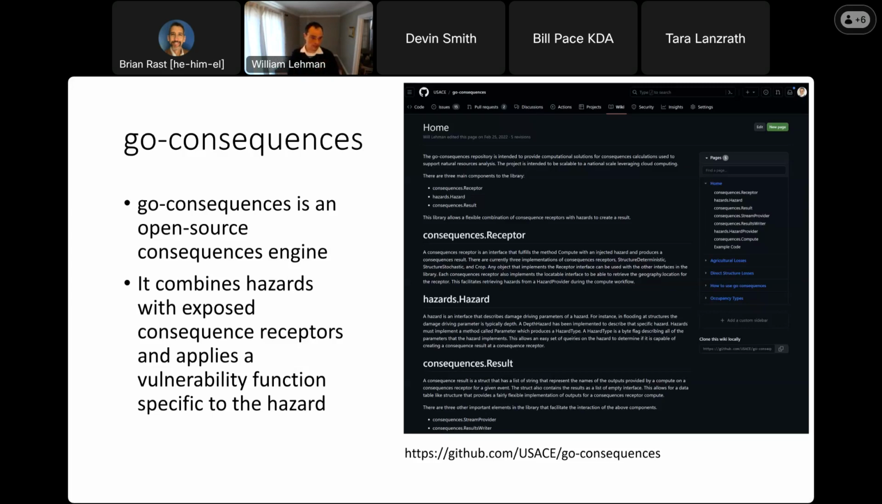So it combines some hazard with a consequences receptor, in our case, a structure inventory, so an asset. And we would combine those together to evaluate a consequences result, which in our case is an expected damage. And so that's what Go Consequences does.